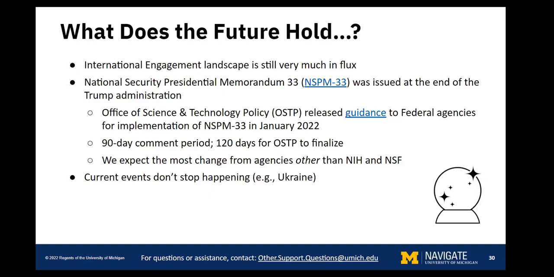And we do expect, as a result of the OSTP guidance, there to potentially be changes coming from other agencies, but what we've heard from both NIH and NSF at this point is they feel like they've pretty much already implemented the changes that are being recommended through the NSPM 33 guidance. So we don't expect a lot more wholesale change from NIH and NSF, hopefully just additional clarifications, please.